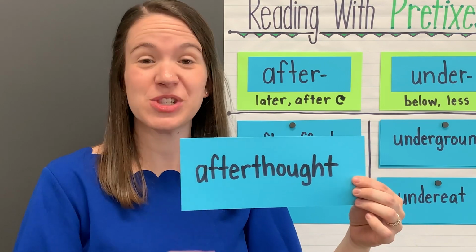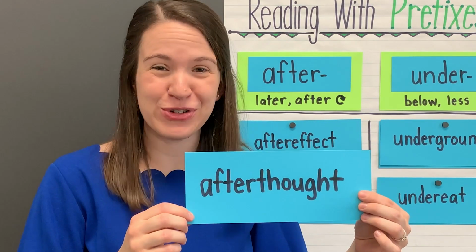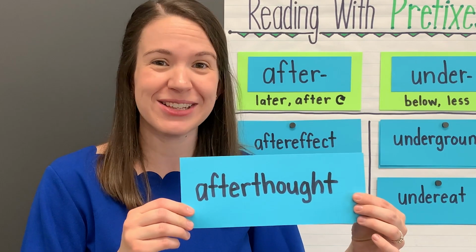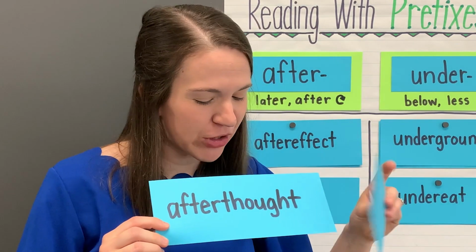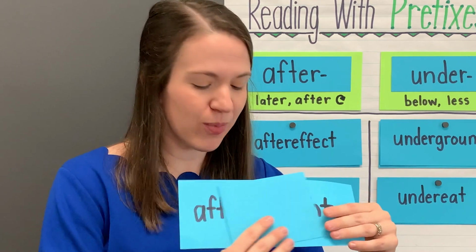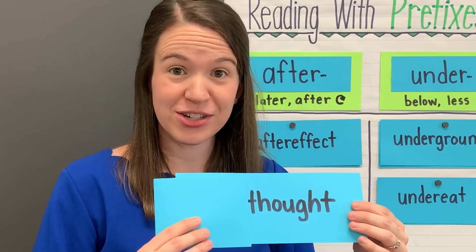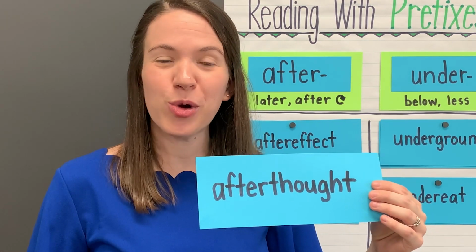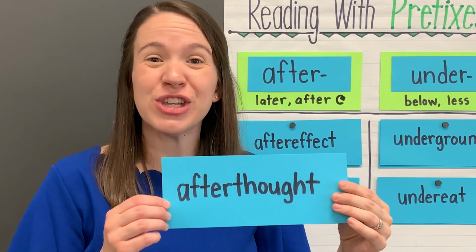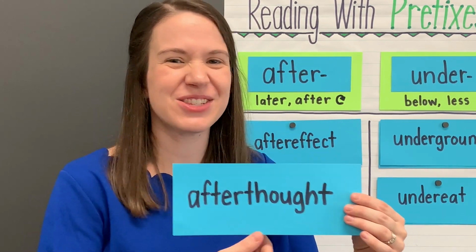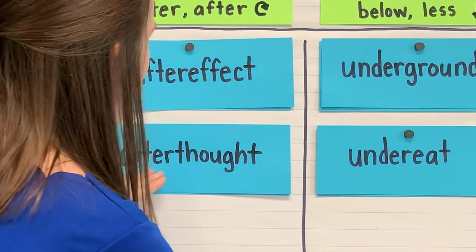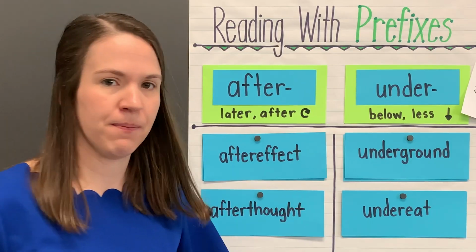Afterthought. This word is afterthought. Do you remember how we can break this word apart to read it more easily? That's right. First, we can read the prefix, after, and then we read what's left, thought. We put those two parts together and we have the word afterthought. Which prefix do you see in this word? It's the prefix after, which means later or after.